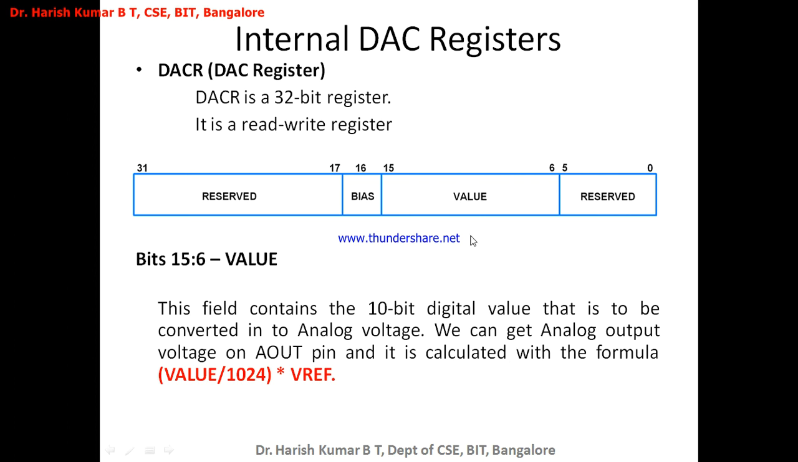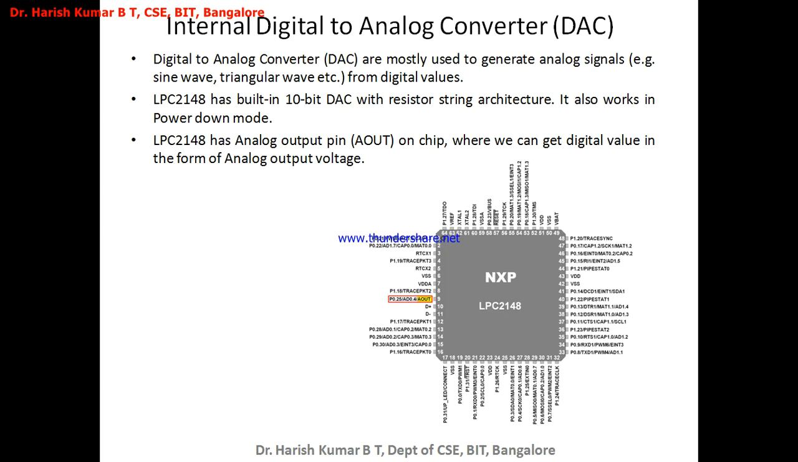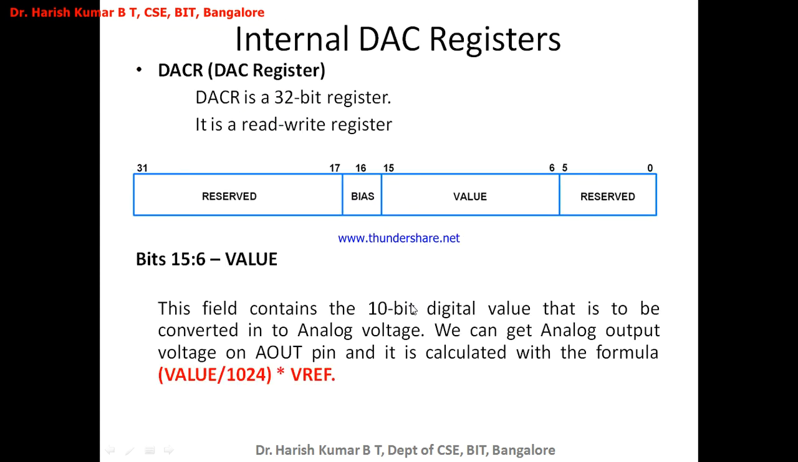Now our focus is only on the 6th bit to the 15th bit of the DACR register, because this is where your digital value will go. You have to give the digital value from the 6th bit to the 15th bit of the DACR register, and this digital value gets converted into analog data, and that analog data you'll get out of the P0.25 pin. That is what I've written. Bits 6 to 15 are the value. Here you're going to write the 10-bit digital value which will be converted into analog voltage.